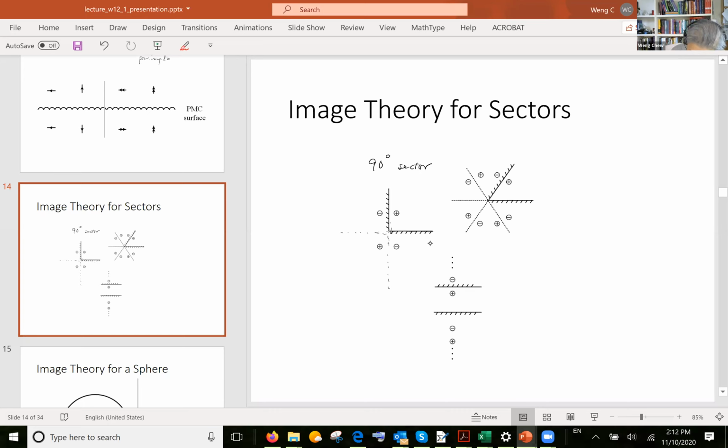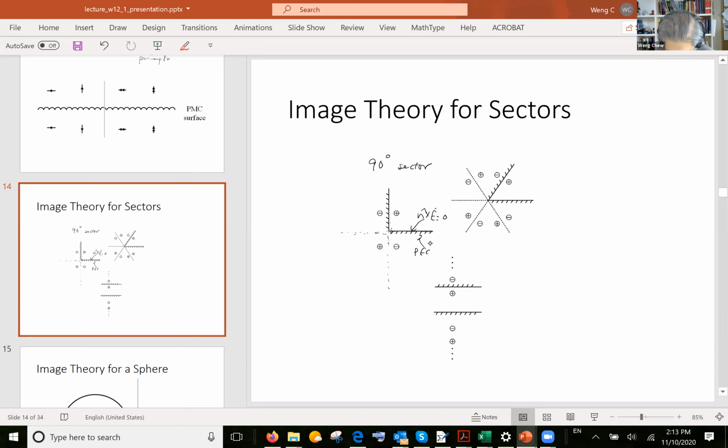So n cross E must be 0 on that line. And hence you can add in the PEC surface on that line without disturbing the boundary condition. And hence this configuration of 4 charges solves the boundary value problem of a 90-degree sector. And you can repeat the same if you have here a 60-degree sector.